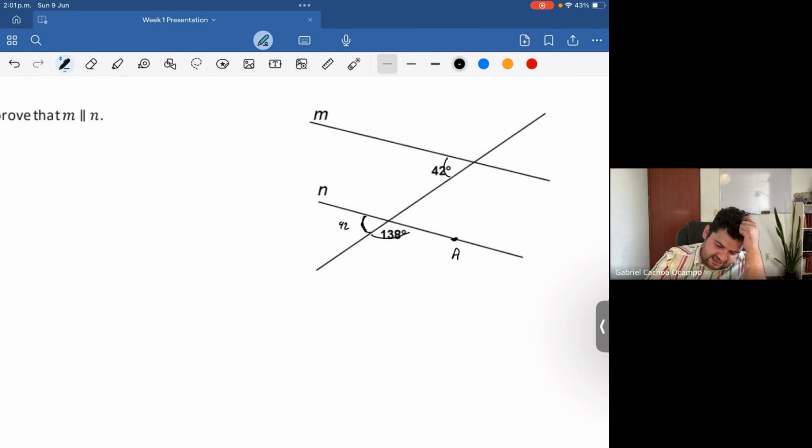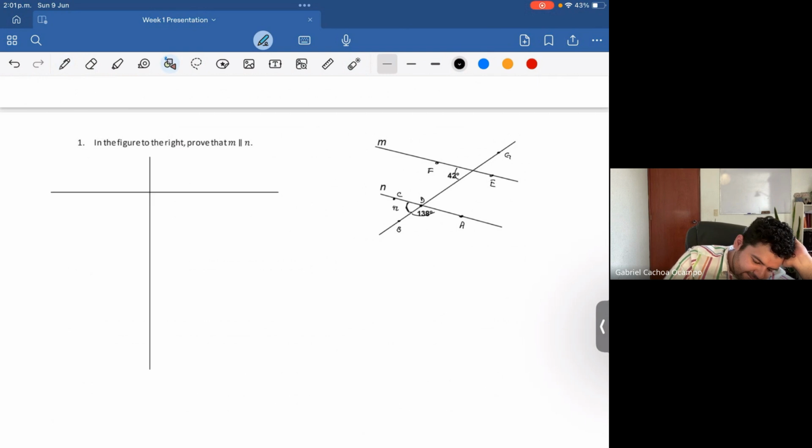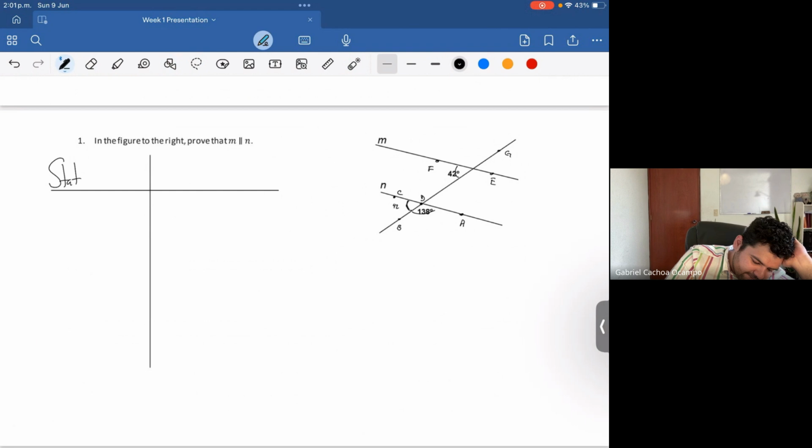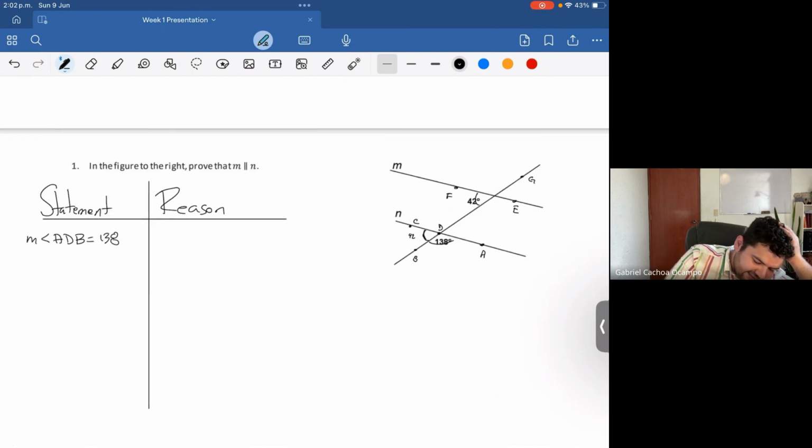I'm going to label this A, B, C, D, E. We can use D for here. E, A, B, C, D, E, F, and here G. Okay, so observe. Angle ADB is 138. And that is given.